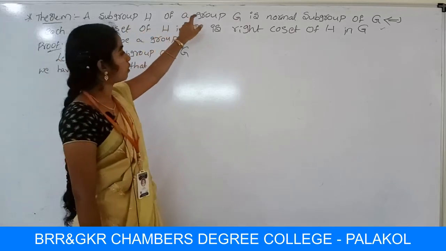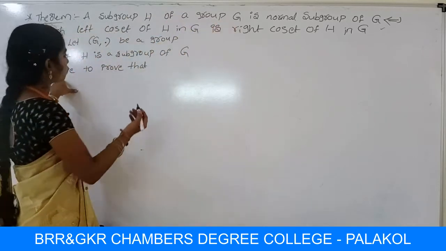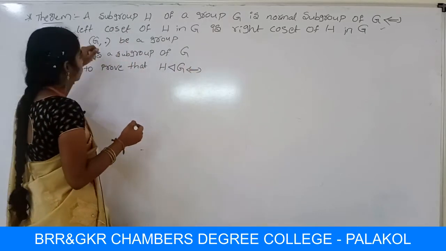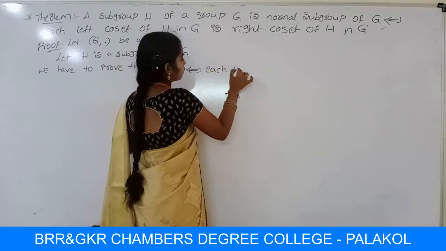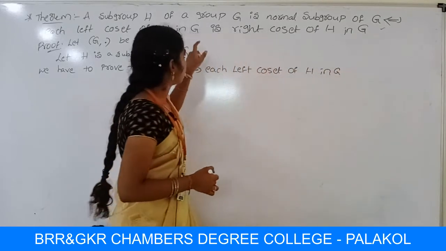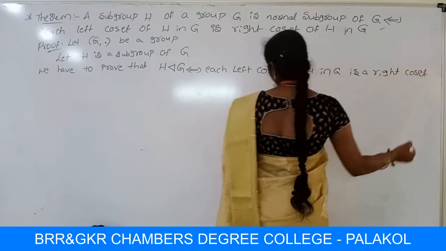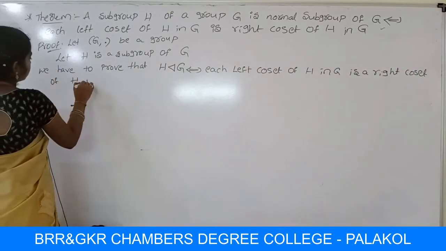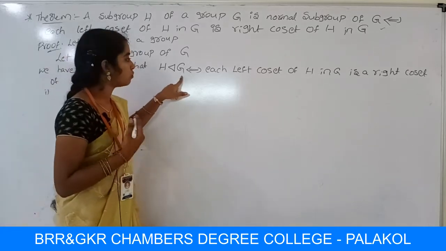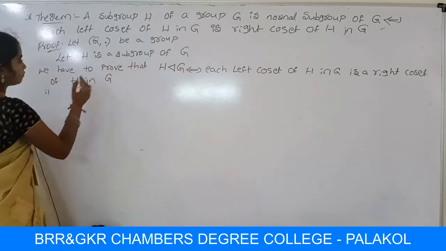A subgroup H of a group Z is a normal subgroup of Z. That means we have to prove that H is a normal subgroup of Z if and only if each left coset of H in Z is a right coset of H in Z. So first part, let us assume H is a normal subgroup of Z. So we have to prove that each left coset of H in Z is a right coset of H in Z.